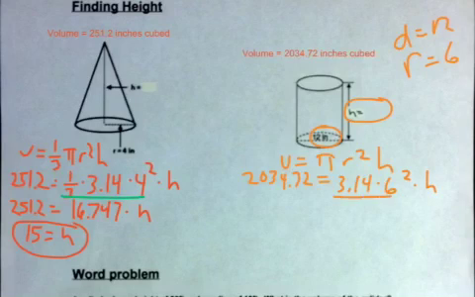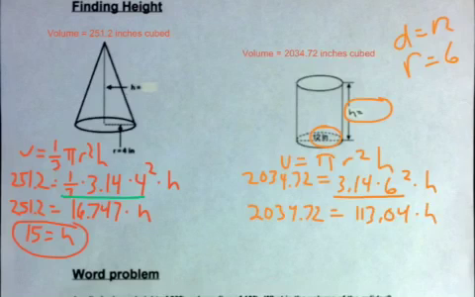So again, clean up this side, multiply those two numbers together. 2034.72 equals 113.04 times height. Now, again, it's attached to the h with multiplication. How do we get rid of that? Division. Divide both sides by 113.04. And you end up with 18 equals our height.